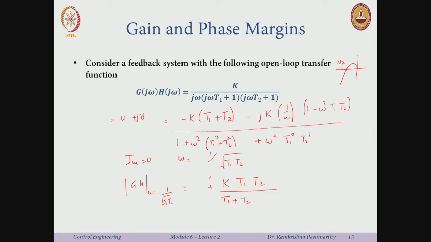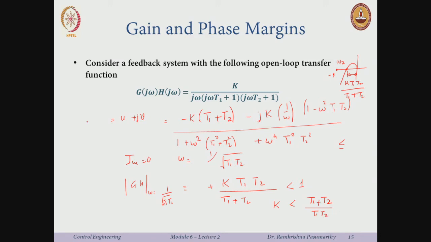Now for stability, what do I want? If this is the point minus 1, then this magnitude, k T1 T2 over T1 plus T2, should be less than 1. If I put less than or equal to, then there is some kind of marginal stability. Therefore this system is stable as long as the gain k is less than (T1 plus T2) over T1 T2.